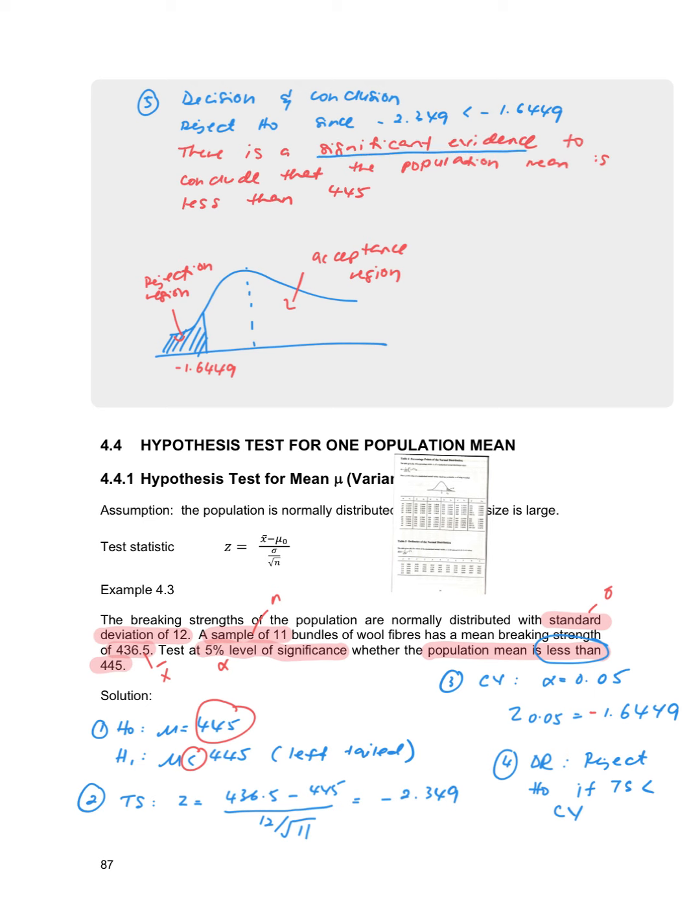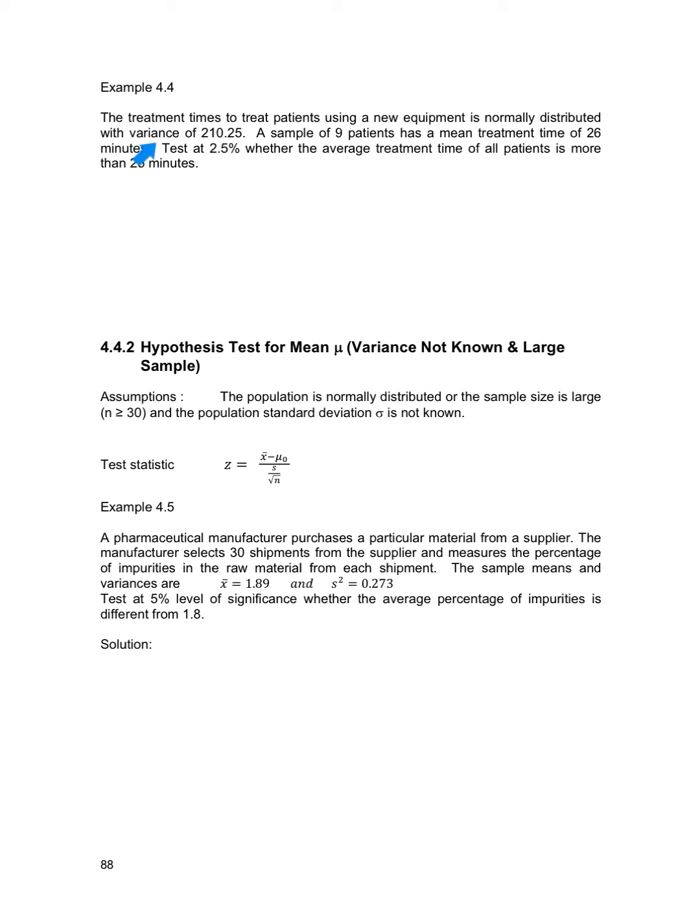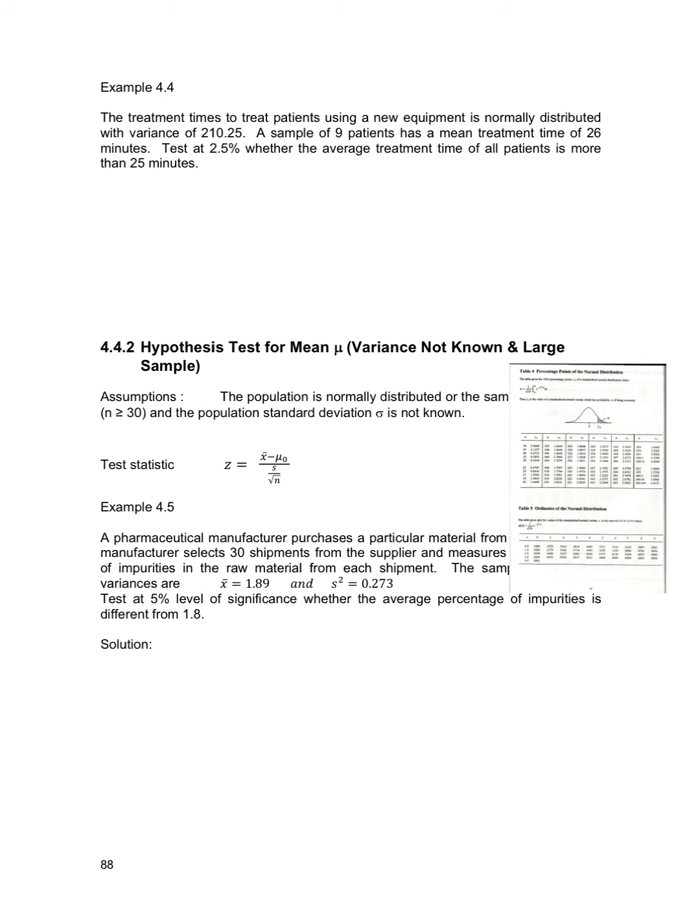Okay, now let's do example 4.4. The treatment time to treat patients using a new equipment is normally distributed with variance of 210.25. A sample of 9 patients has a mean treatment time of 26 minutes. Test at 2.5% whether the average treatment time of all patients is more than 25 minutes. So what information do we have in example 4.4? We have values here. The first value given is that the treatment time is normally distributed with variance of 210.25. So this one is sigma square.